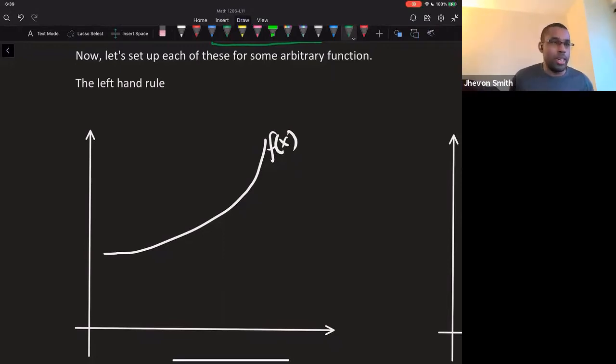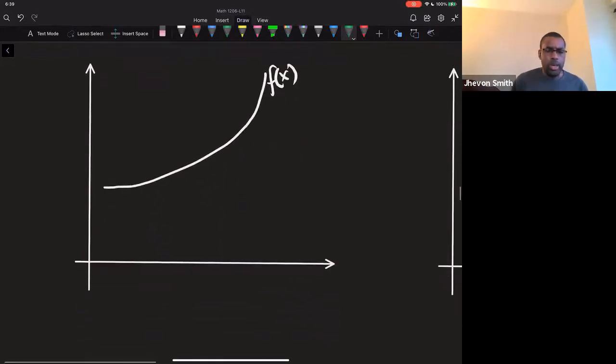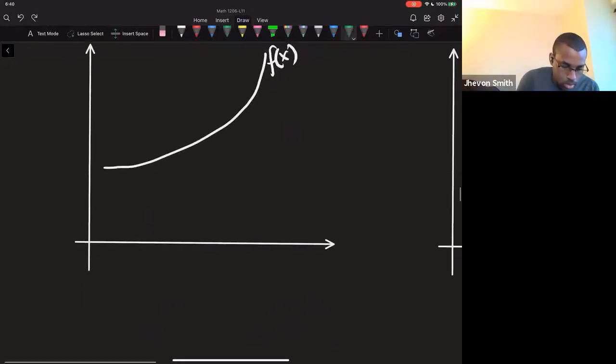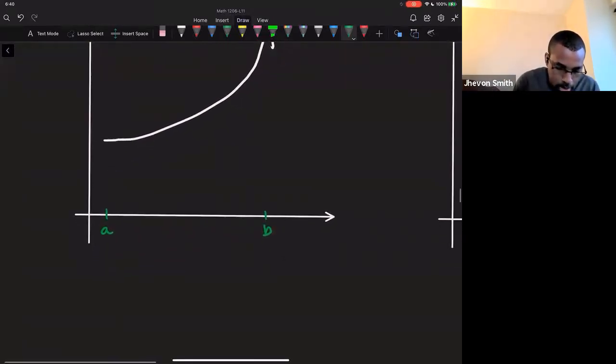So let's talk about the left-hand rule. So here's what you're going to do. Here's a function. I want to find the area under this curve between a and b, right? So let's say a is here. And b is here. Okay. So the first thing you're going to do is you're going to do your dissections. Let's say, for argument's sake, I want to cut this up into 4 equal lengths, right? So I can cut this like here, cut this like here, cut this like here. So now there are 4 subintervals, right?